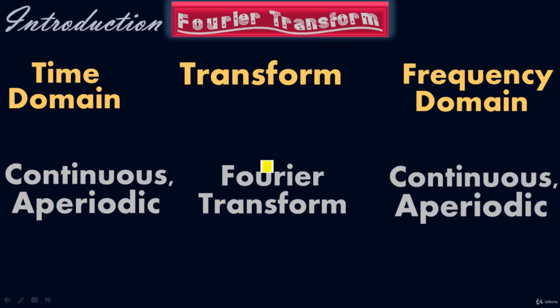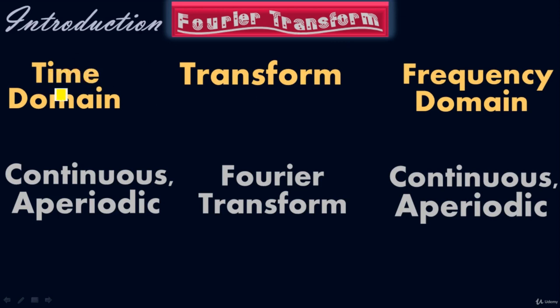Now we have done the Fourier series. For the Fourier series, the signal must be continuous and periodic. But what's going to happen if the signal is continuous and non-periodic? Fourier series doesn't work. We use another type of transform, which is Fourier transform. The quality of the Fourier transform is that we can use it for the periodic signal and also for the aperiodic signal. After the transformation from time domain into frequency domain, we get a continuous and also aperiodic signal.